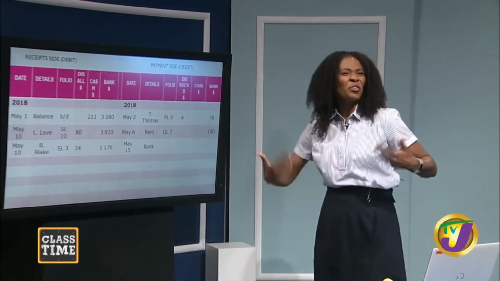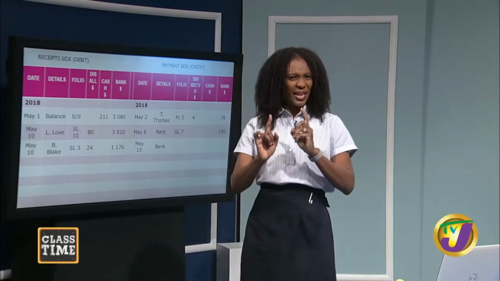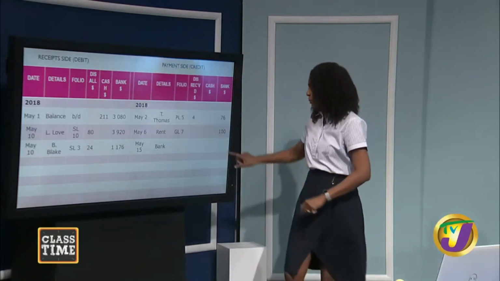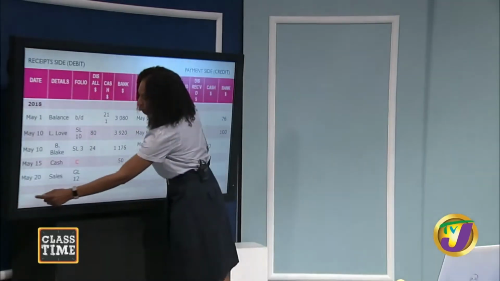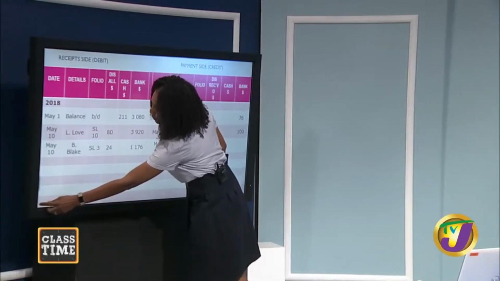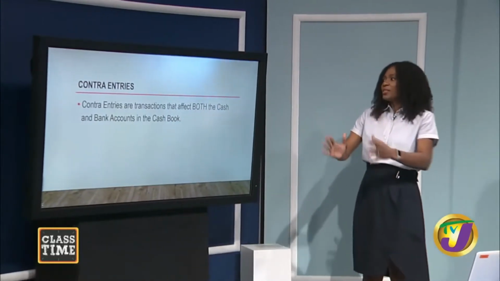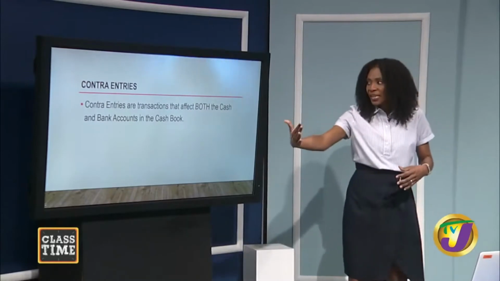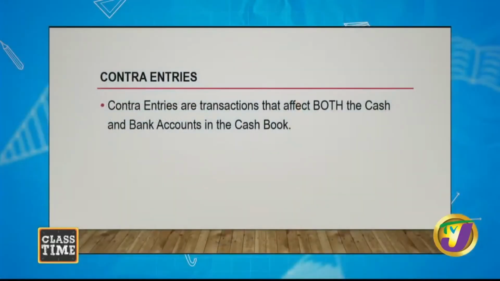Now, can anybody recall what type of transaction that is when the transaction affects both the cash and bank? Grade 10? All right, if you didn't learn, jump with me. Now, that would be known as what we call contra entries. Contra entries are transactions that affect both the cash and the bank accounts in the cash book.